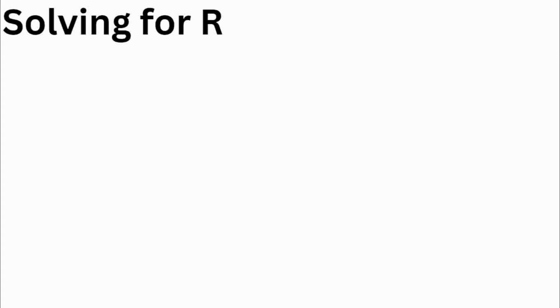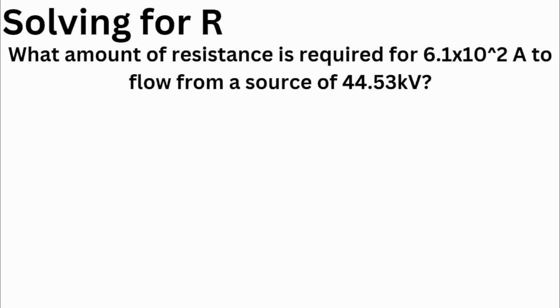This time, let's solve for resistance. What amount of resistance is required for 6.1 times 10 to the power of 2 amperes to flow from a source of 44.53 kilovolts? What's our given? We are told that our current is 6.1 times 10 to the power of 2 amperes. Now 10 to the power of 2 is just 2 zeros moving to the right, so move the decimal place twice to the right. And that's just 610 amperes. And our voltage is 44.53 kilovolts.